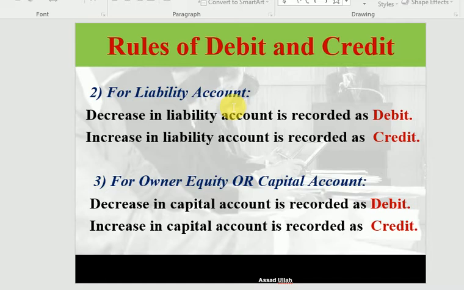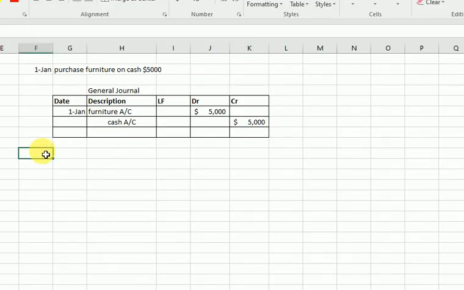So this is a universal rule: an increase in liability will always be recorded as a credit and a decrease in liability is recorded as a debit. Now look at it practically, I will show this one. Look at January 2. On January 2, dear students, the business takes a loan from the bank of $20,000.